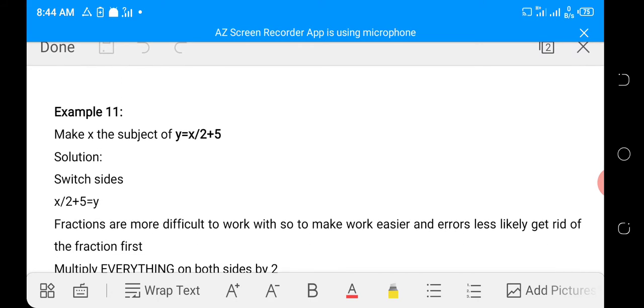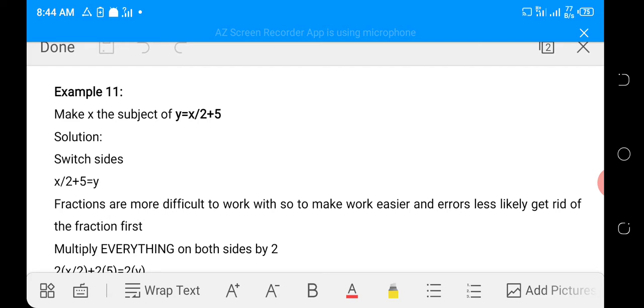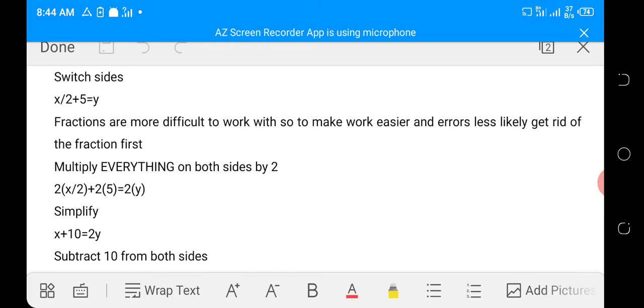Example 11. Make x the subject of the formula y equals x over 2 plus 5. In this formula, the division by 2 is for x alone. So to solve this, we switch sides by rewriting the formula as x over 2 plus 5 is equal to y. Now, after doing this, we need to switch sides.